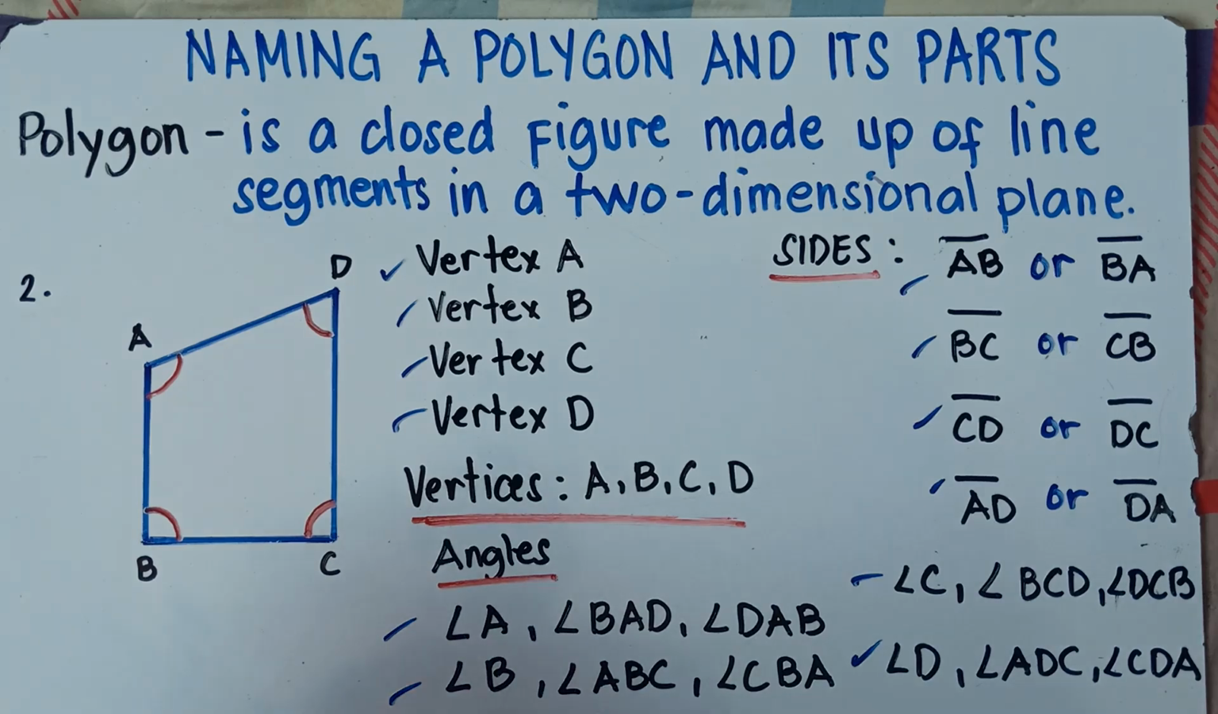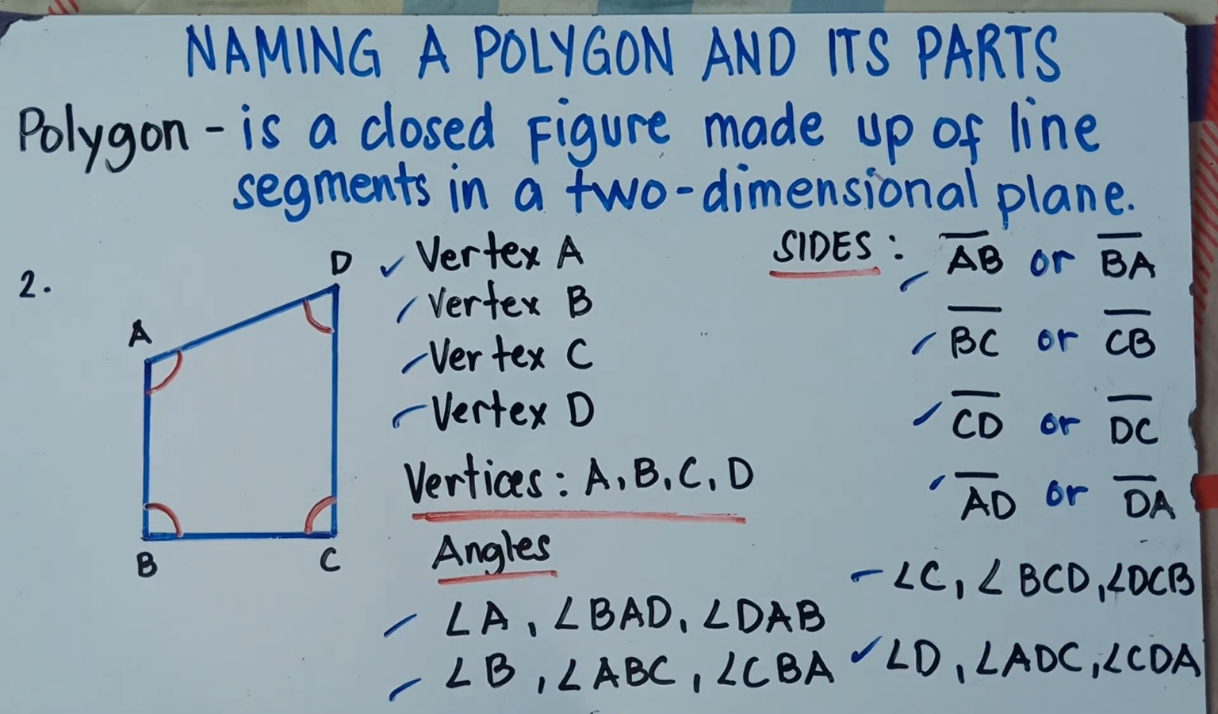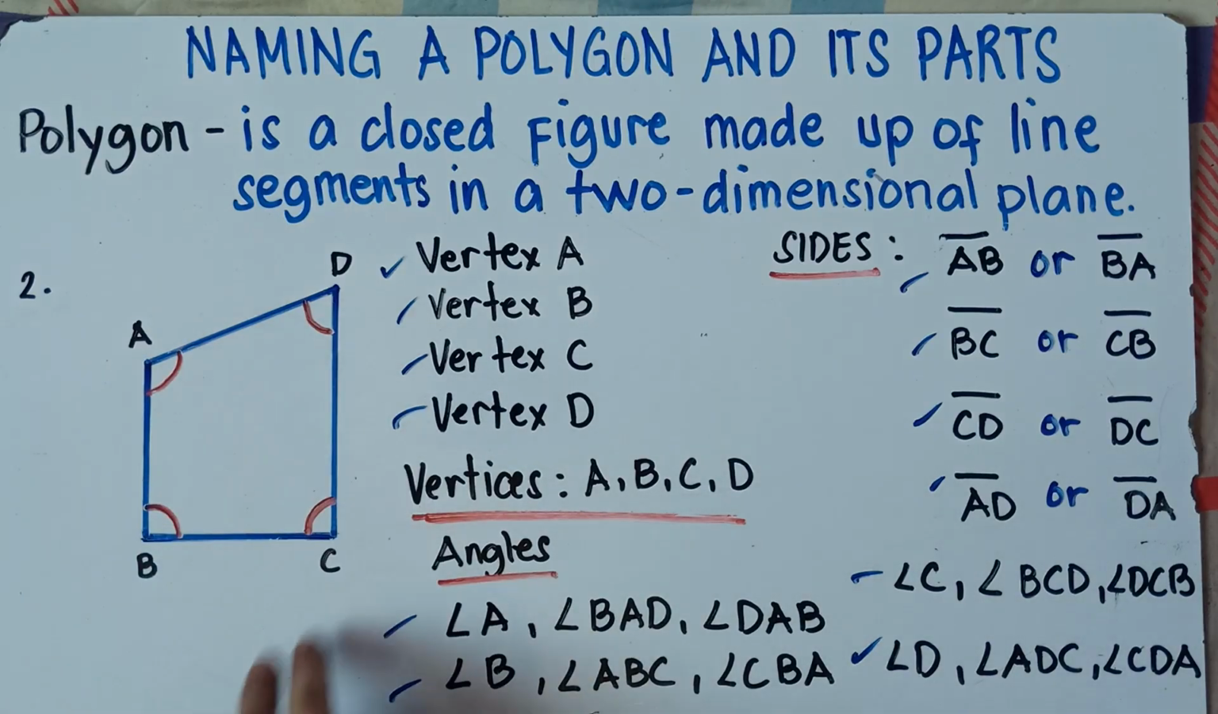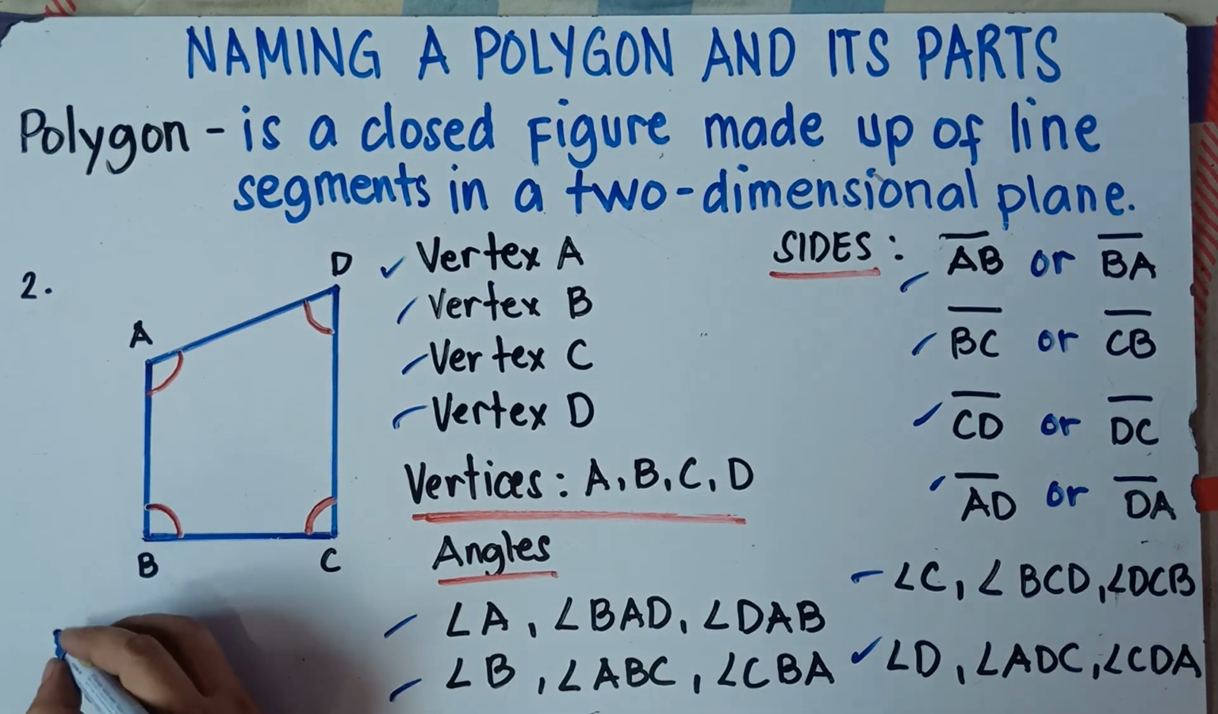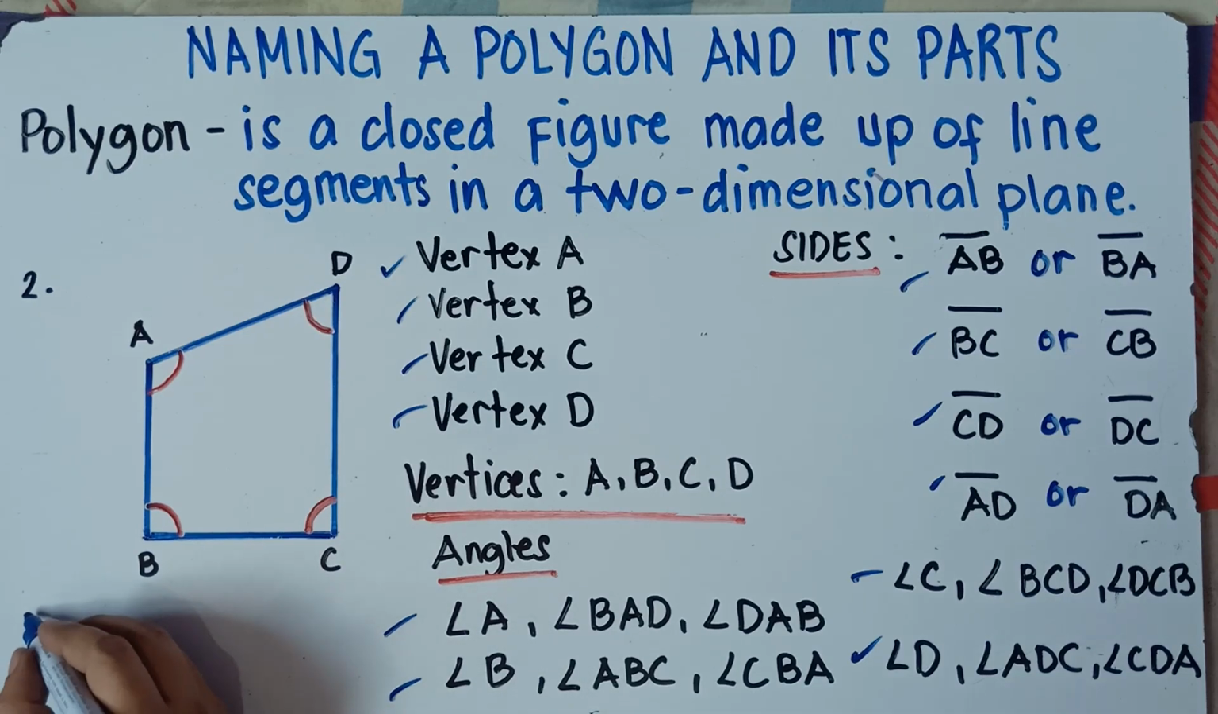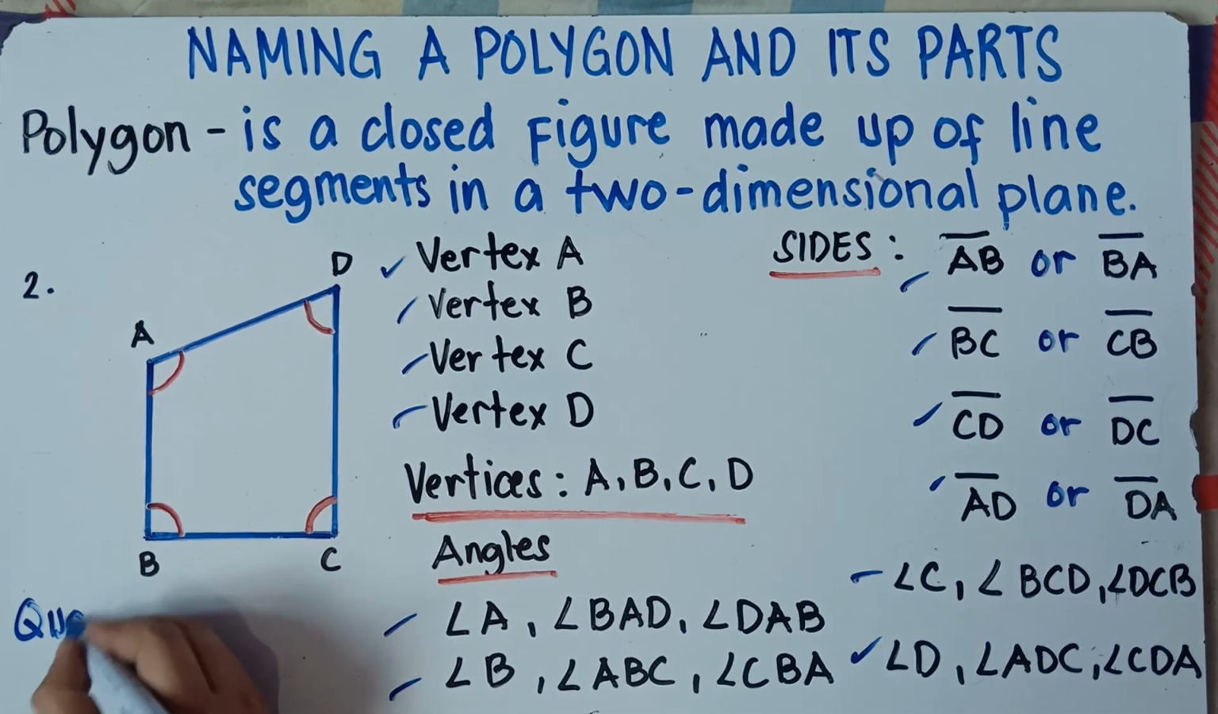So next step, class, we name this quadrilateral. Be careful in naming this quadrilateral. Once again, always remember it must be consecutive vertices. So for the quadrilateral, you can put the word itself, quadrilateral.